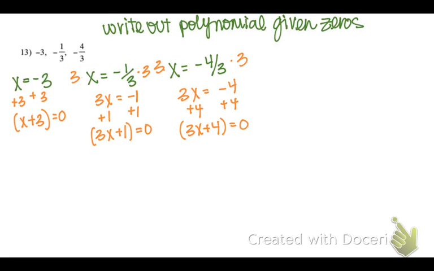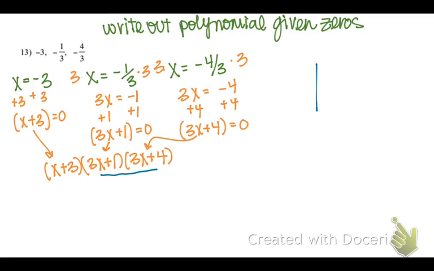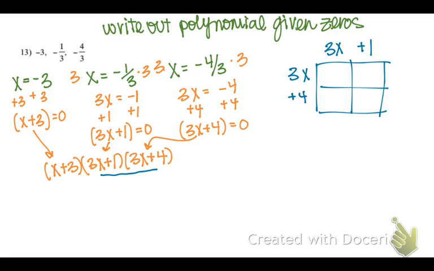So then we can write this out as x plus 3, 3x plus 1, and 3x plus 4. So I just got that one from there, there, and there. And then we're going to multiply them out. So it doesn't matter which two we start with. Let's just start with these two. And I'm going to draw a box over here. So we have 3x plus 1, 3x plus 4. Well, that's 9x squared. This is 3x. This is 12x. And this is 4.